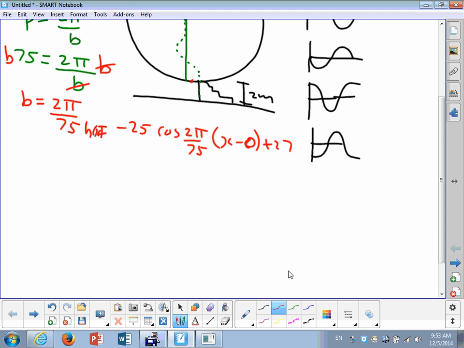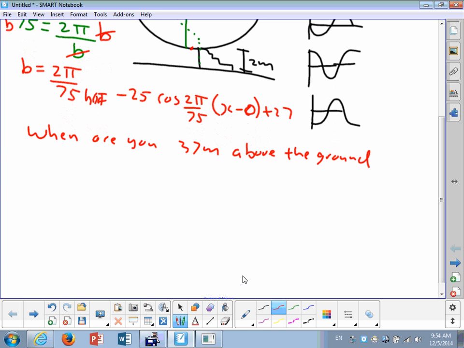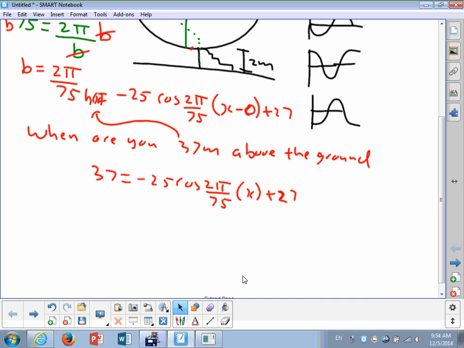What kind of question do you think I could ask you? Something like, when are you 37 meters above the ground? So where do you think we would substitute that 37 in? Possibly for my height. How would I solve this?